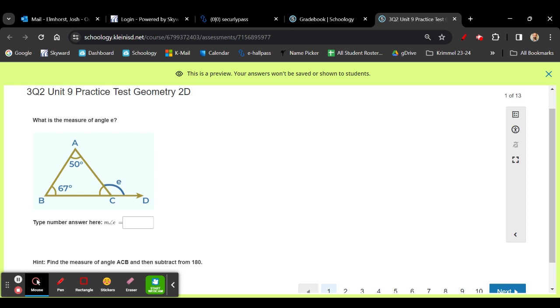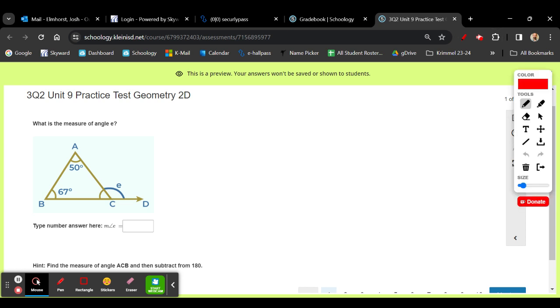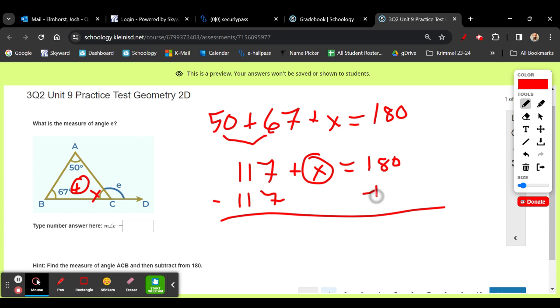This is an angle sum theorem. All the angles in a triangle equal 180 degrees. So if we call this angle X and we add up all the angles inside the triangle, so 50 plus 67 plus X equals 180 degrees. We put these together, it's 117 plus X, and we solve for X, subtract 117 from both sides.